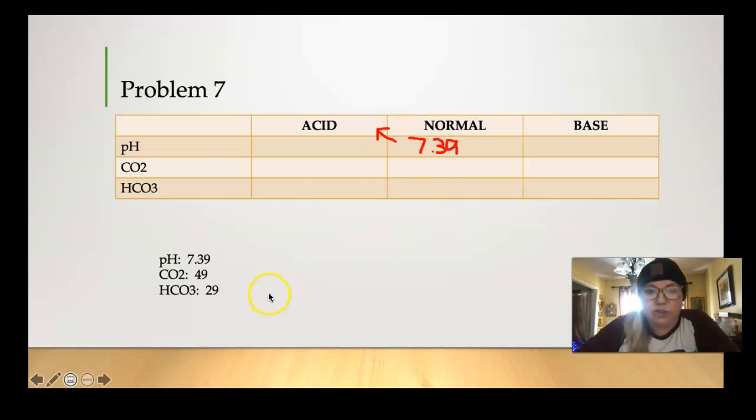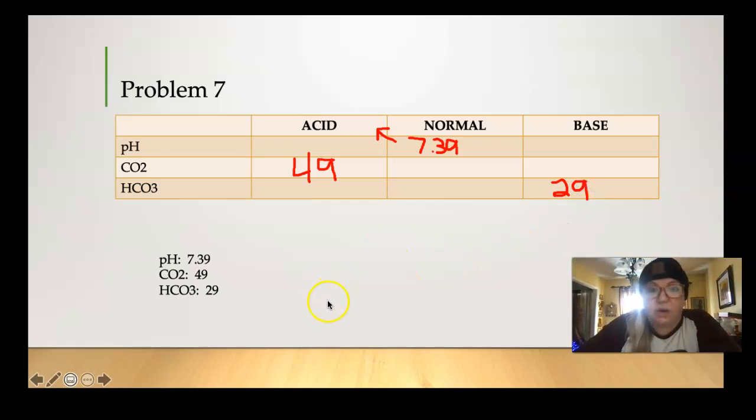All right, so our CO2 is 49. Is that high or low, or acidic or alkalotic? Well, it's high, which makes it acidic. Remember, our values are 45 to 35. So CO2 is 49. Now our bicarb, our HCO3, is 29. Remember, that is a little on the alkaline side, or the base side. So this is a little on the alkalotic side. I'm going to put it over here with my base.